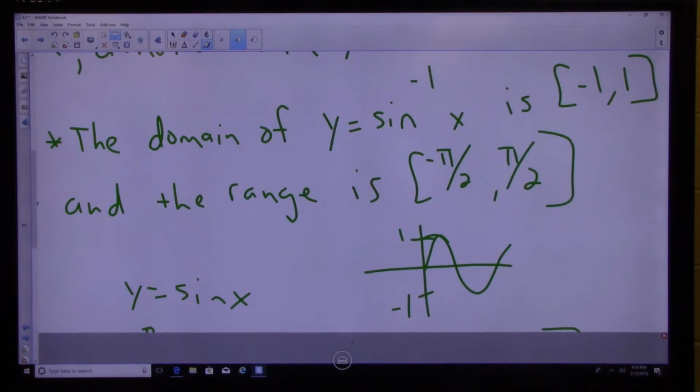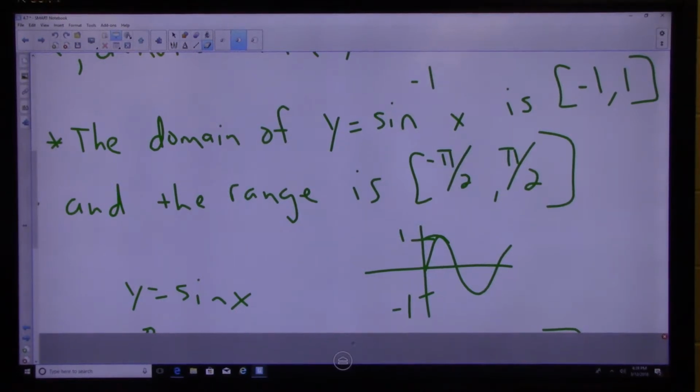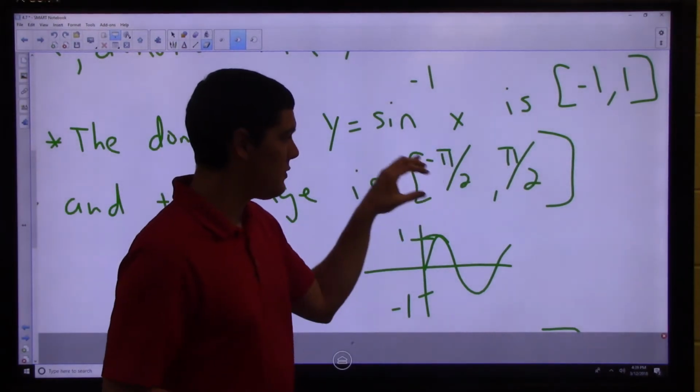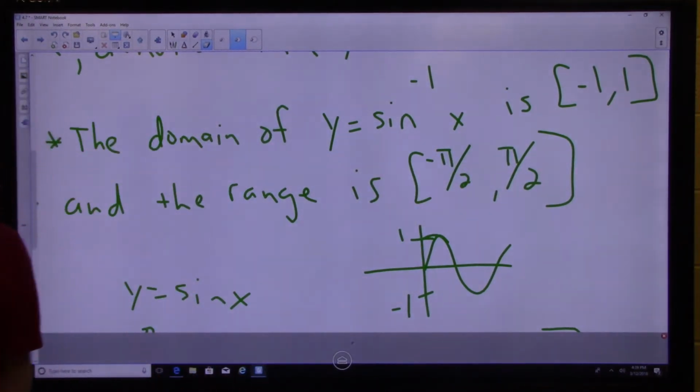Let's talk about this. The domain of the inverse sine of x is going to be negative 1 comma 1, so it's the interval from negative 1 to 1. And the range is going to be from negative pi over 2 to pi over 2. We can only use values from negative pi over 2 to pi over 2 because if we choose other values for the sine function, then the inverse sine is not going to be a function. We want the inverse sine to be a function. So if we type in the inverse sine of an angle, we want it to give us one number and not infinitely many numbers.